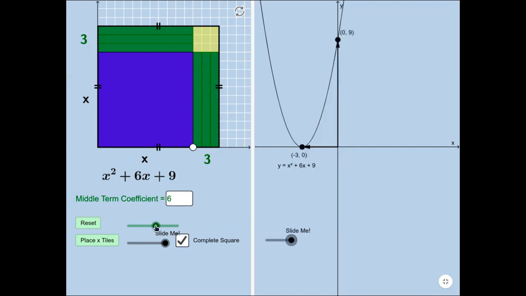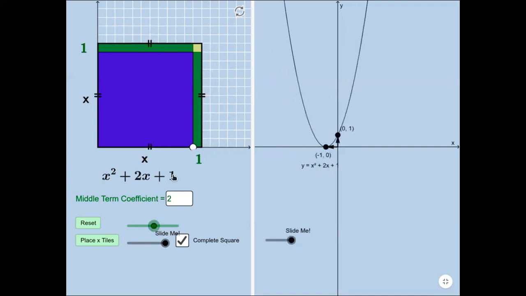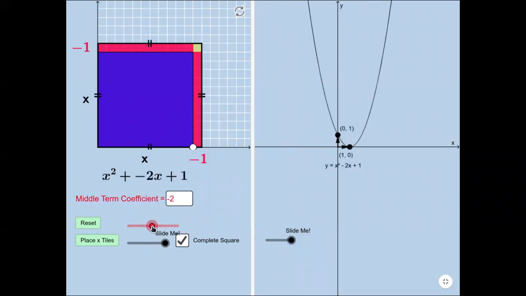You can change any other one. You can see 1, 2x. I go with the negative values also. So this we already practiced in the beginning itself, how to represent a quadratic equation by a graph.